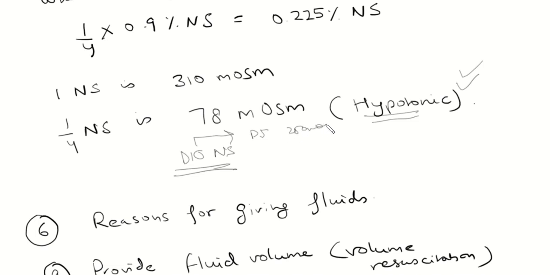250 milliosmoles. What about D10? It would be 500 milliosmoles, right? And normal saline would be 310 milliosmoles. So 500 plus 310 is 810 osms, right? Normal is 280 to 300. This is a hypertonic solution.